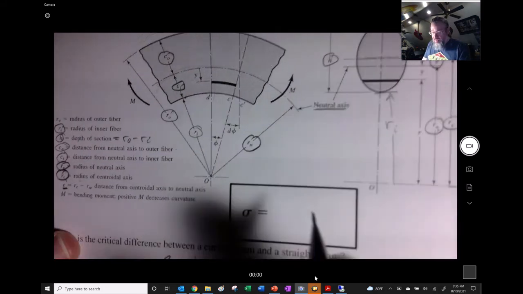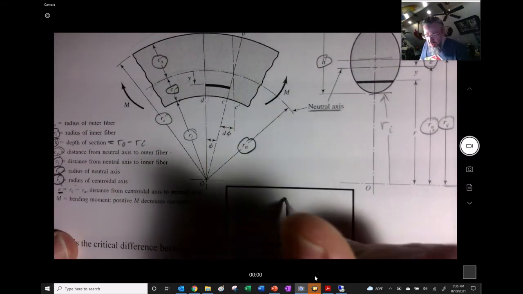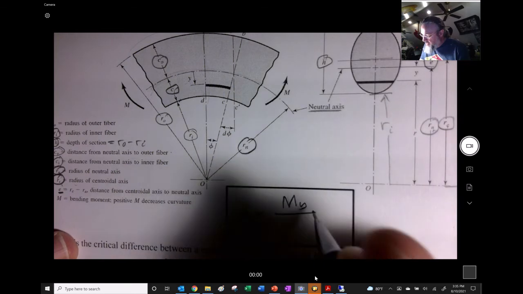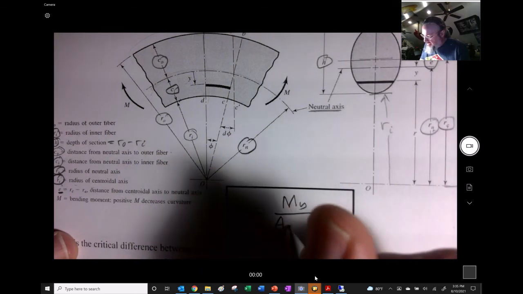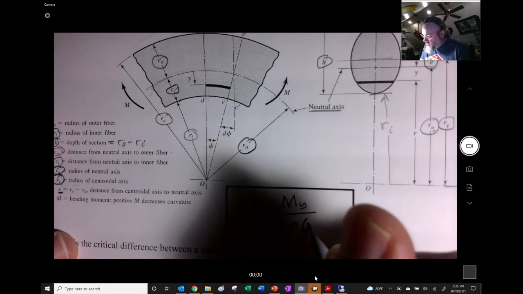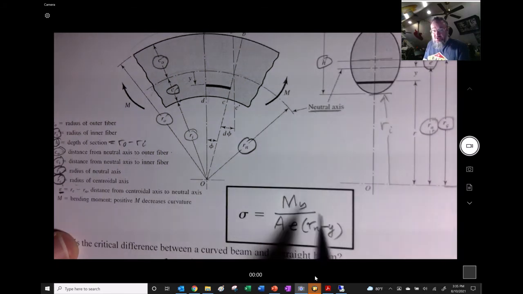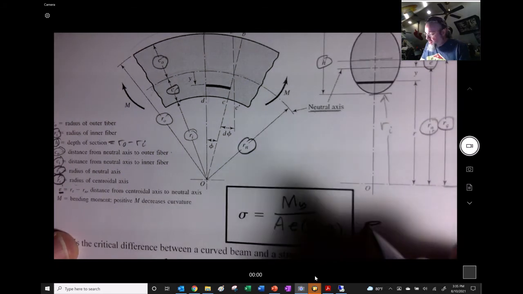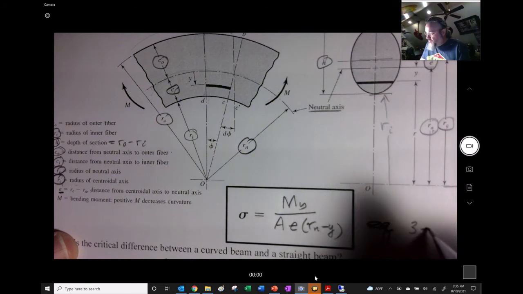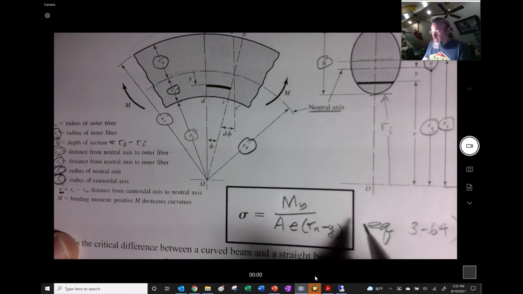And then we have the moment. So here's our main equation. We have M y divided by A e (Rn minus y). So you'll see that y appears in two spots right in there. This is equation 3-64 out of Shigley.